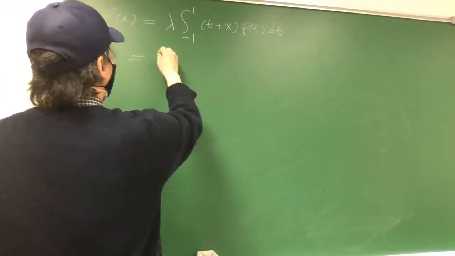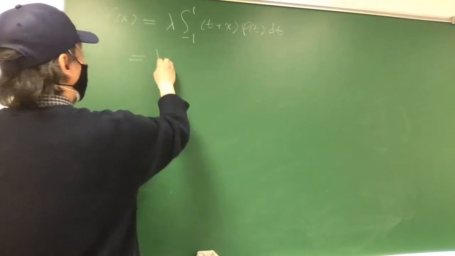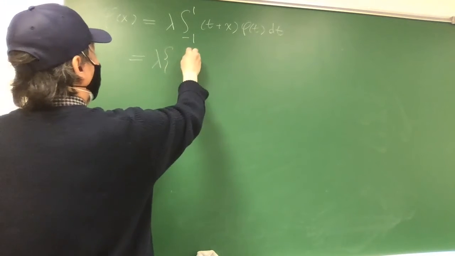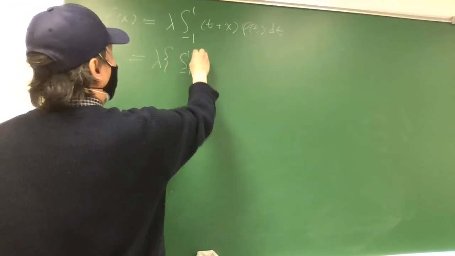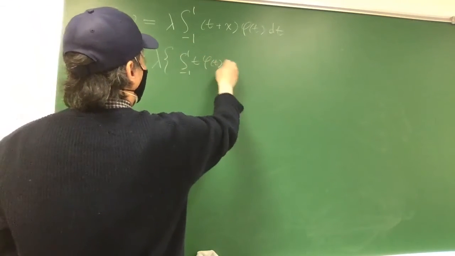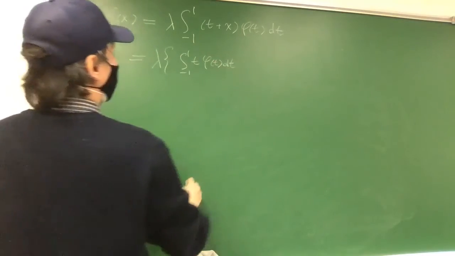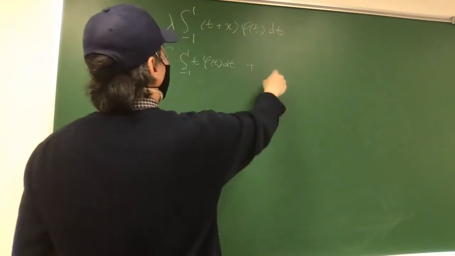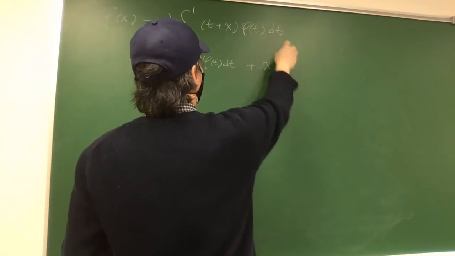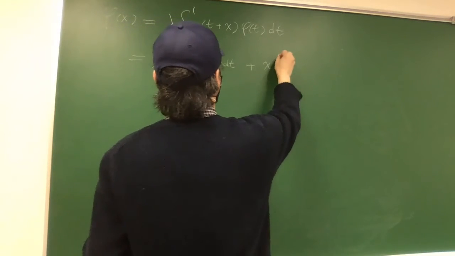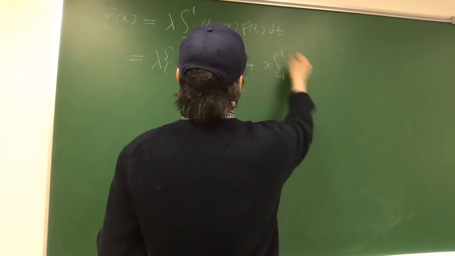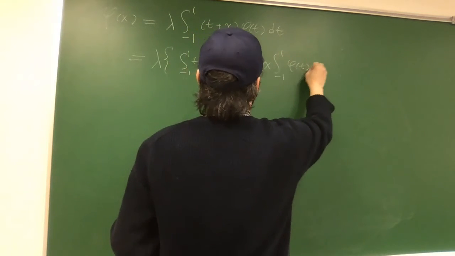So there are two terms. We just write it out explicitly. Lambda times, the first term is the integral of t phi(t) dt, right? That's the first term. And in the second term, x is not involved in the integration variable, so take that out. Integral from minus one to one, and now you just have phi of t.